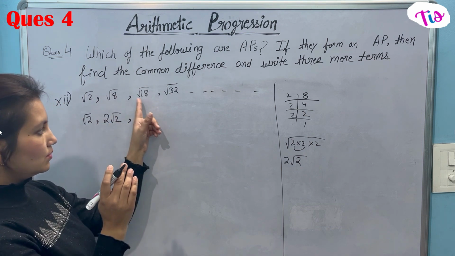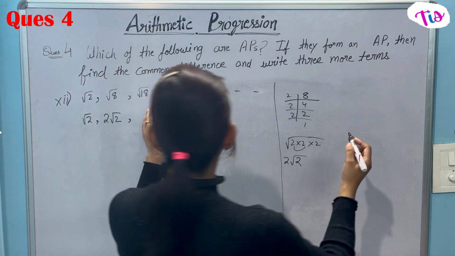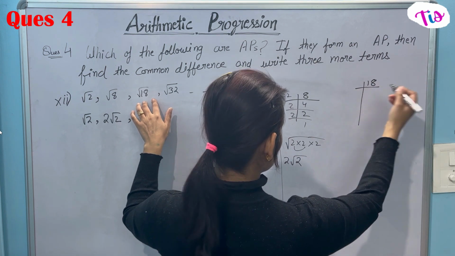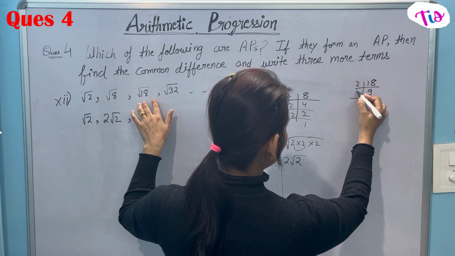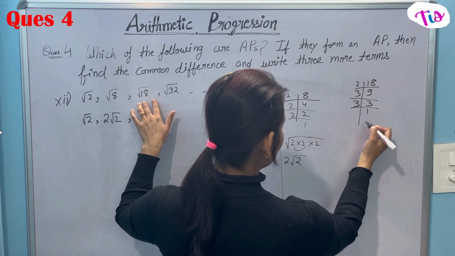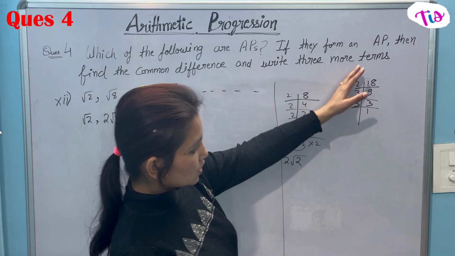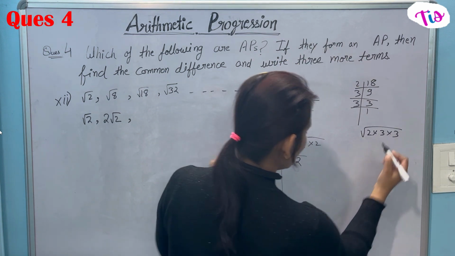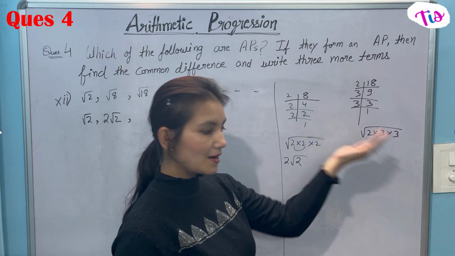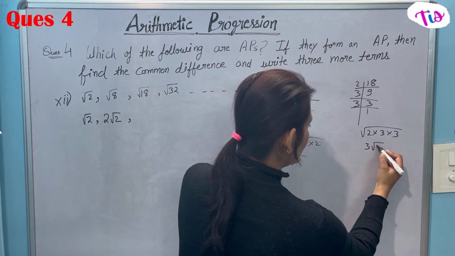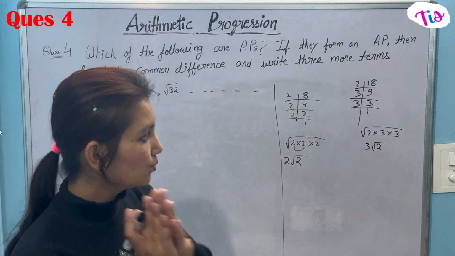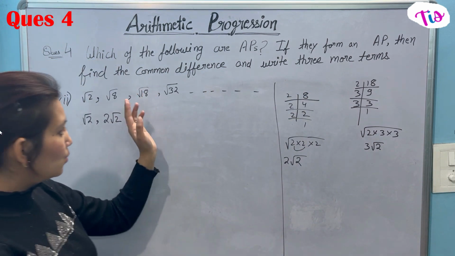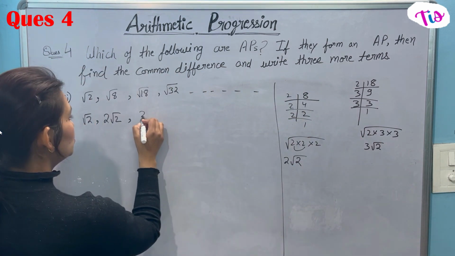Now again, simplify root 18. We need to make the prime factorization of 18. 18 is 2 times 9, 9 is 3 times 3, and 3 is 3 times 1. So how can we write 18? 2 into 3 into 3, and 3 makes a pair. So 3 will come out and we'll be left with 2 inside the root. So root 18 can be written as 3 root 2. Instead of root 18, we'll replace it with 3 root 2 here.